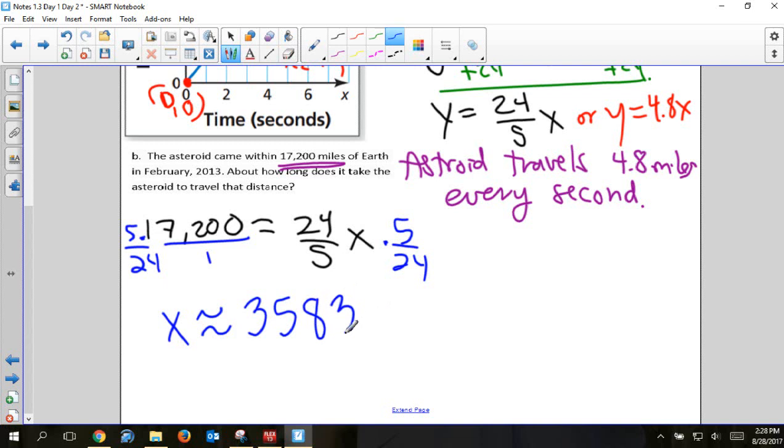It's approximately that many seconds. We're talking time, so seconds, because the time is in seconds. So if your mom's like, you have 3,583 seconds to hide from the comet, would you know how much time that is? No. So let's find it in a time that we understand a little bit better. How many seconds in a minute? 60. So let's divide this by 60 and find out how many minutes that is.